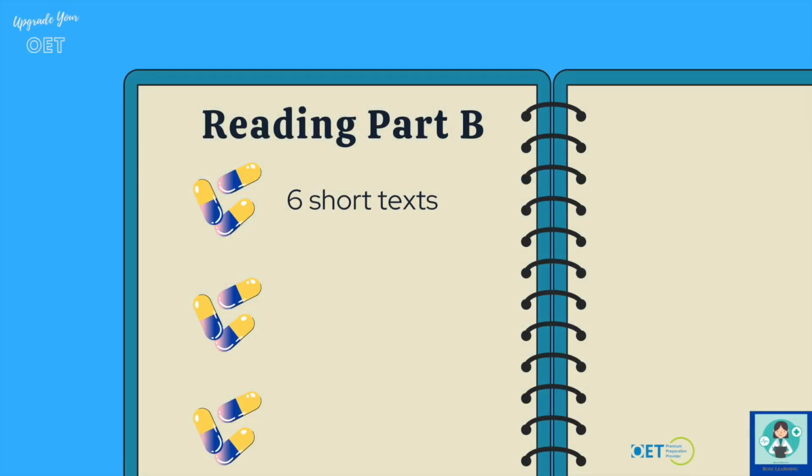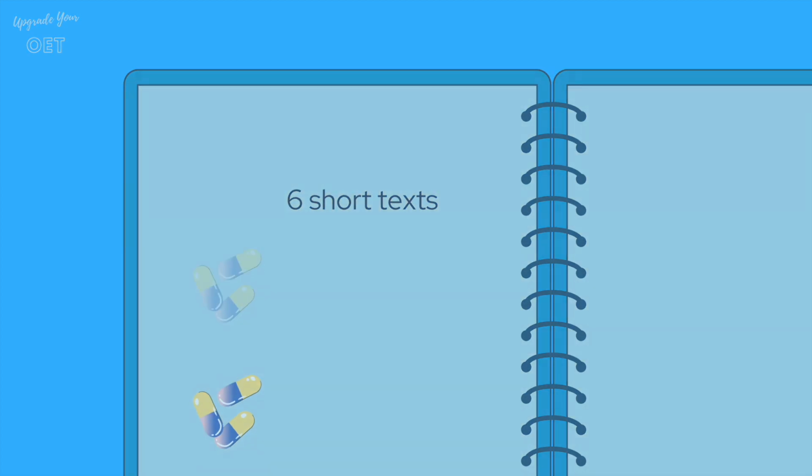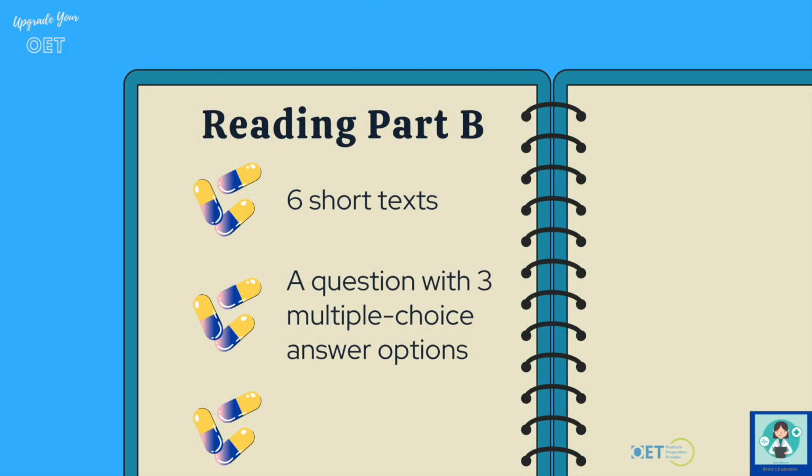Okay, so let's start with the recap then. As I say, if you know this, then just skip forward, that's absolutely fine. But if you don't, or if you just want a quick reminder, here it is. Reading Part B is made up of 6 short texts. They're all workplace texts, the kind of things you would read when there's no patient around. It might be a manual, a guide, a set of instructions, an email update. You'll be given a question with 3 multiple choice answer options. You've got to read and choose the best one.